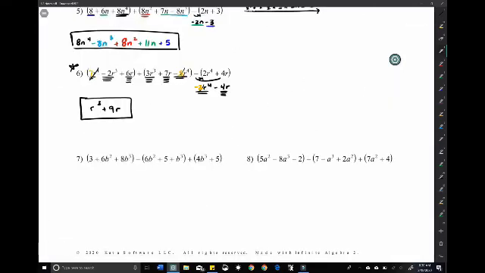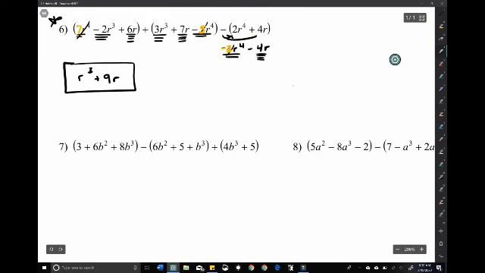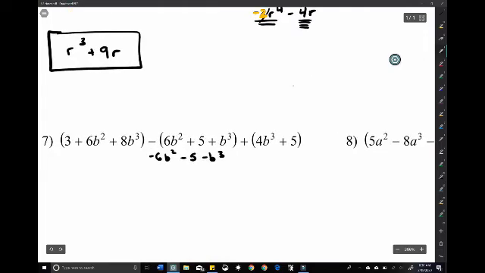Last particular two examples here. Again, same idea. This time we have subtraction first. So subtract 6b squared minus 5 minus b to the third. And really it's just take your time. I'm going to add them all in one line. Makes it a little easier to look at.